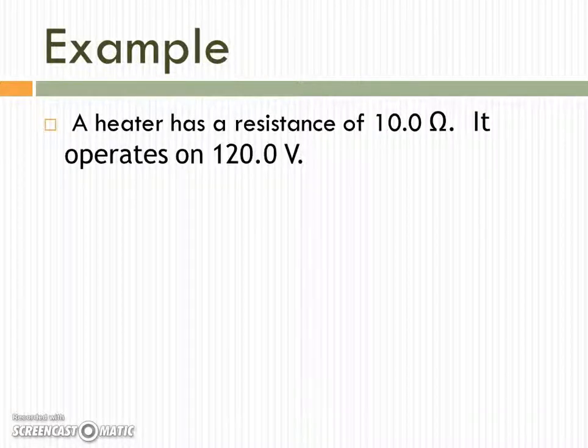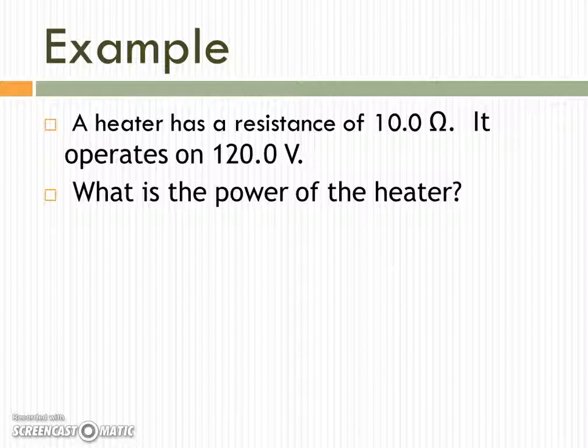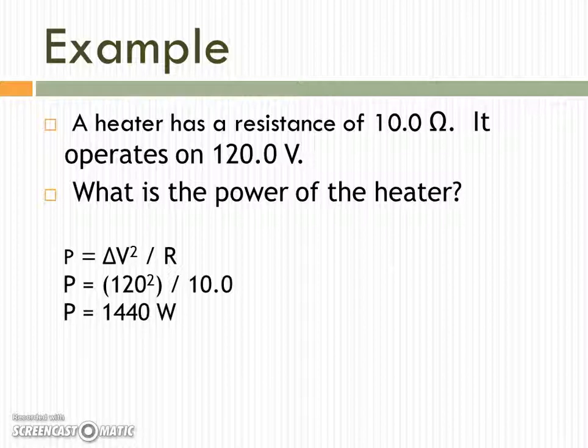So an example: if you have a heater that has a resistance of 10 ohms and it operates on 120 volts, I want to know the power of the heater. We're going to use P equals delta V squared divided by R because we have ohms and volts. So let's plug in 120 squared divided by 10. You should get 1,440 watts.